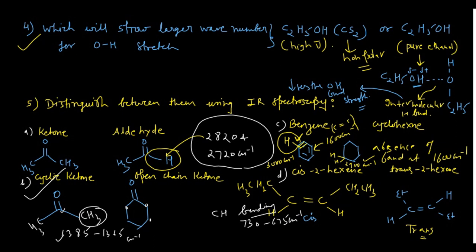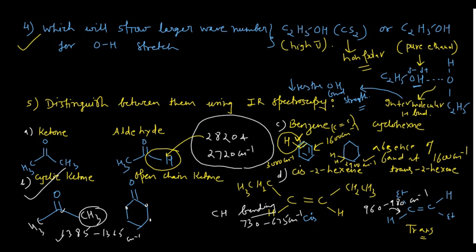Or you can call it vice versa, 730 to 675. It will not make any difference. Different textbooks use different values. Okay, while if you have the trans structure, that CH bend will resonate a little bit higher, somewhere around 960 to 980 centimeter inverse.